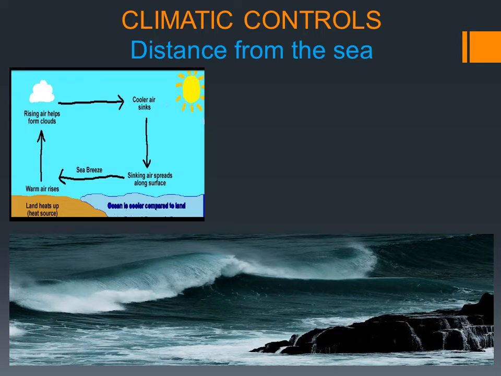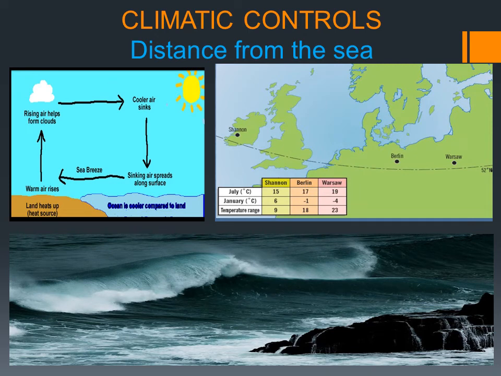So here we could see that we have explained the same latitude, 52 degrees north, which has three places: Shannon, then Berlin, then Warsaw. So these three places, at the same time, the temperature differs. See, for example, Shannon, which is very near to the sea. Okay, distance from the sea is less. So in the month of July, it is having 15 degrees Celsius. But whereas Berlin is a little bit inside the land, so it is having 17 degrees Celsius.